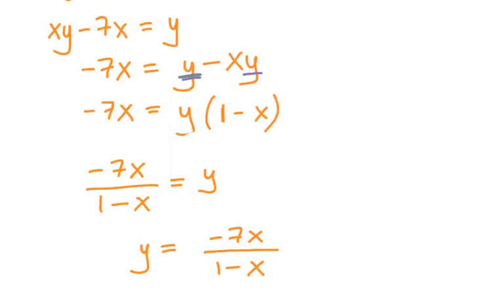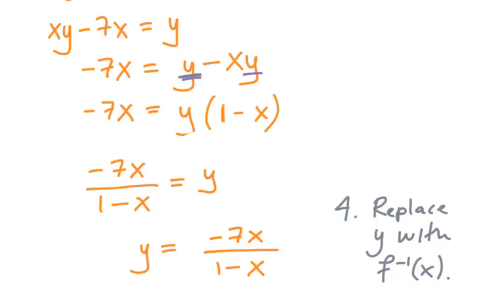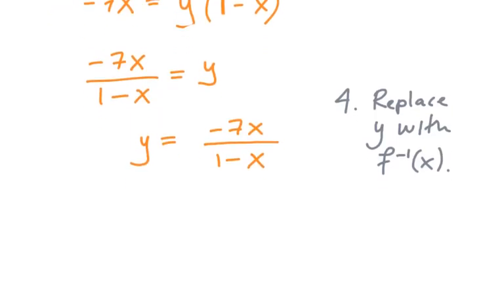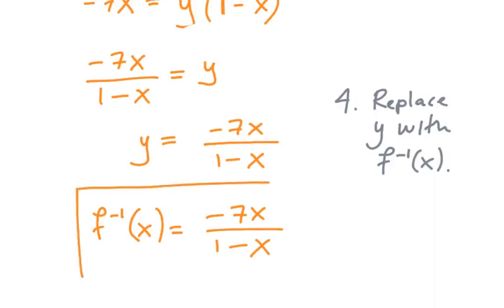And then last but surely not least, that fourth step was basically to replace y with the good inverse notation, f inverse of x. So to wrap this guy up, we will say f inverse of x is equal to negative 7x over 1 minus x. And that would be the inverse function.